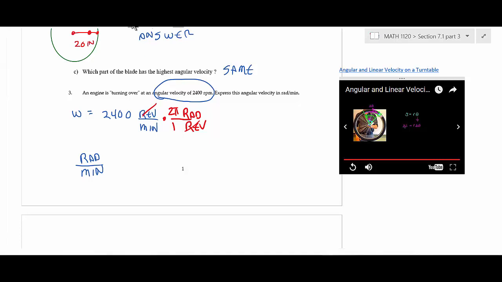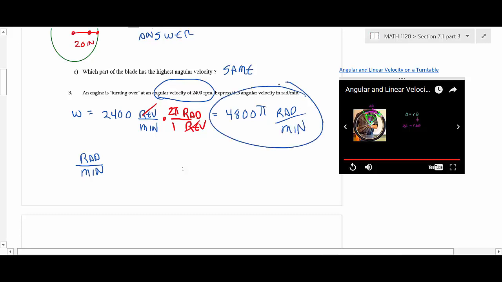Okay, if I went through and kept pi in the answer, if I do 2,400 times 2, that is 4,800 pi radians per minute. And then you could take your calculator if you were directed to. I'm just going to stop the problem there. Okay, so make sure that you understand how to do conversions with revolutions and radians, because you're going to do that throughout the section. Okay, all right, any questions?